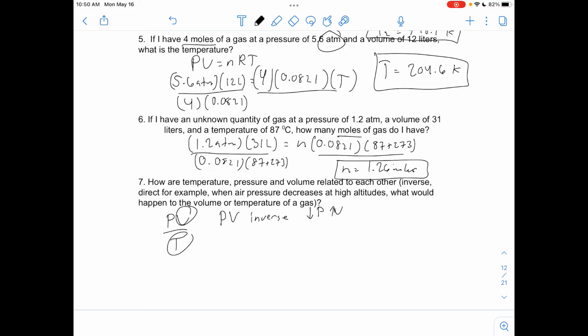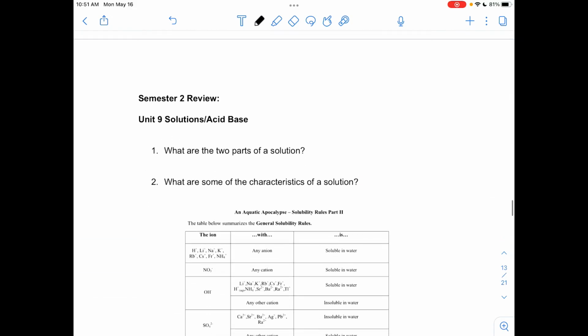However, if we have two variables that are above each other, like volume and temperature, they are directly related, which means if volume goes up, temperature also goes up, and vice versa. And so pressure and temperature are also directly related. So at high altitude, what happens to the volume of a gas? At high altitude, pressure decreases. So if pressure decreases, volume is going to increase, and temperature of the gas is going to decrease.